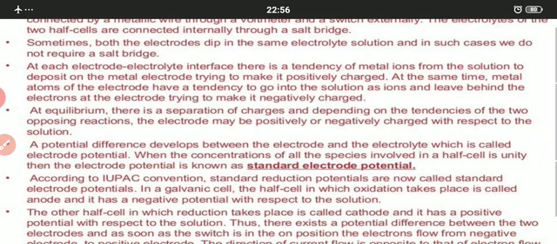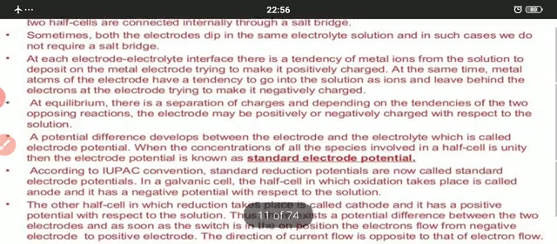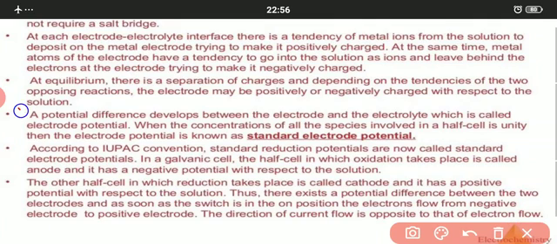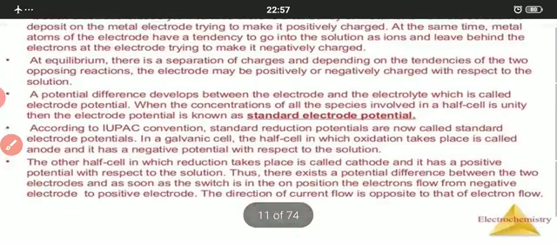A potential difference develops between the electrode and electrolyte, which is called electrode potential. When the concentration of all the species involved in a half cell is unity, then the electrode potential is known as standard electrode potential, that we discussed earlier. Okay, this we already discussed.